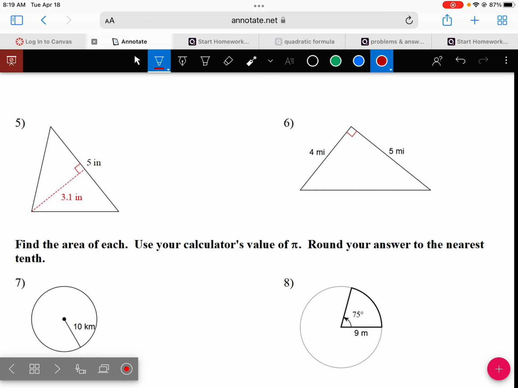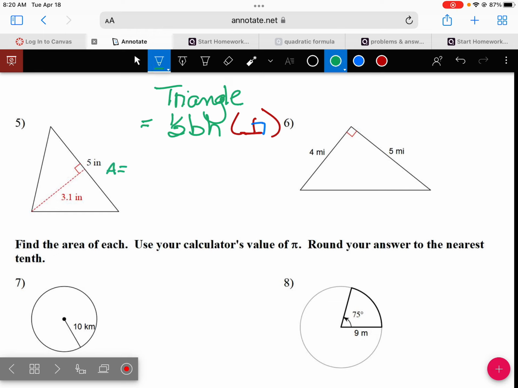5 and 6. What are these figures? Triangles. They have 3 sides, and a 3-sided 2-dimensional figure is a triangle. And the area of a triangle is 1/2 times the base times the height, where the base and the height have to be perpendicular. There has to be that little right angle. So for this first one, area is 1/2 base times height.